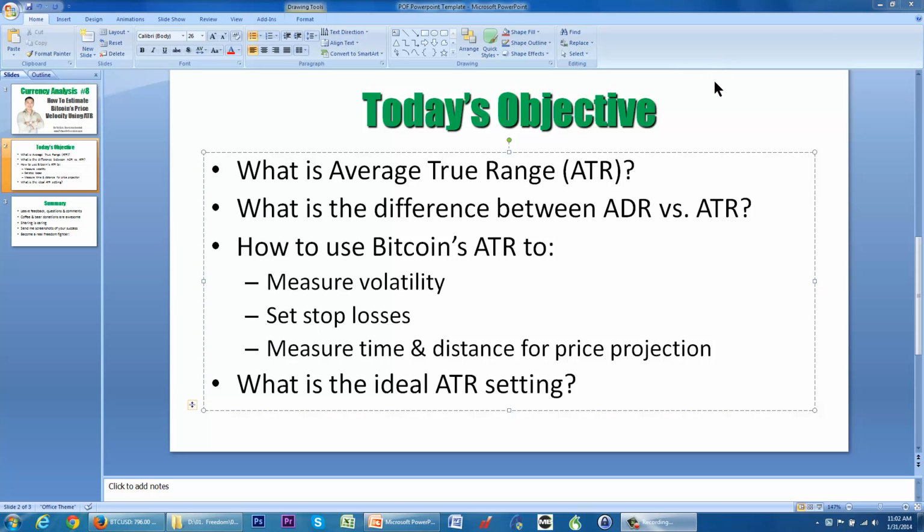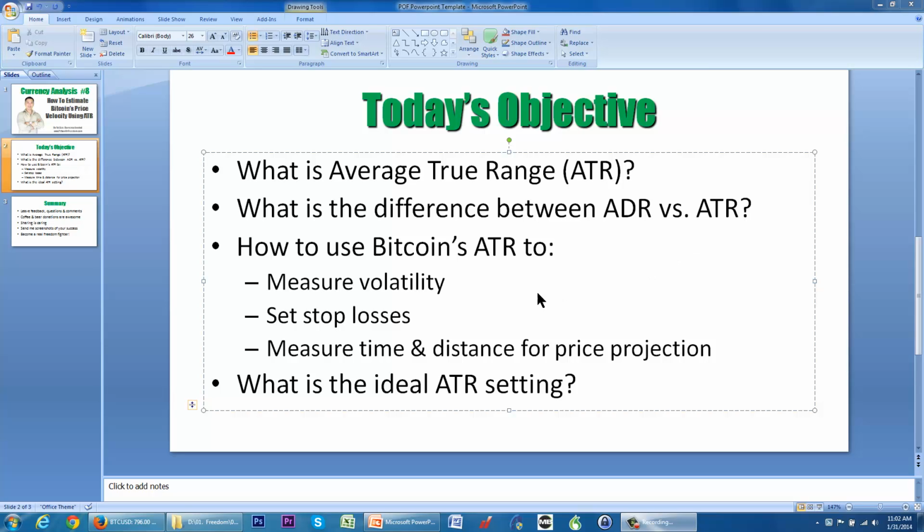In today's objective, we are going to cover what is the average true range, often abbreviated as ATR, and we will also talk about what is the difference between ADR versus ATR. ADR stands for average daily range, and these two indicators are commonly used and commonly interchangeable, and there's only a slight difference between the two, and I will explain that in a minute.